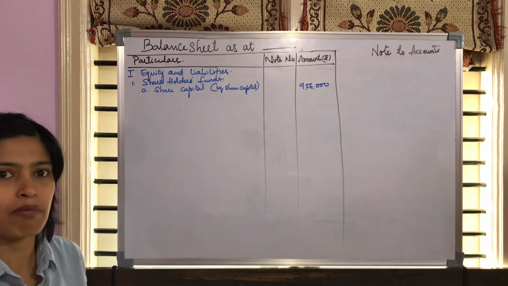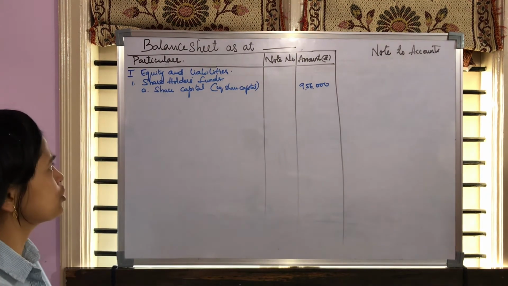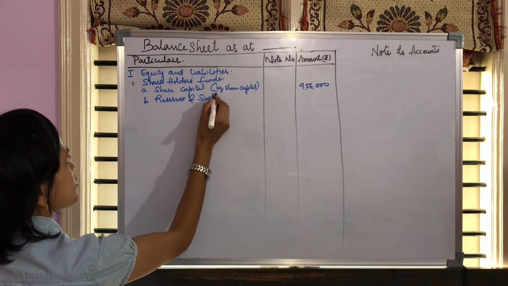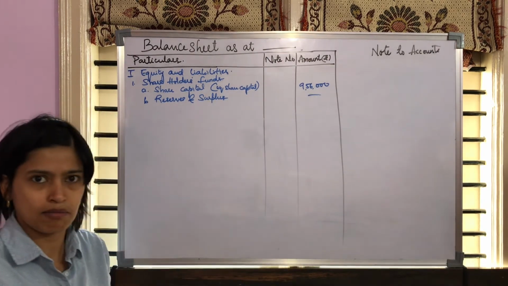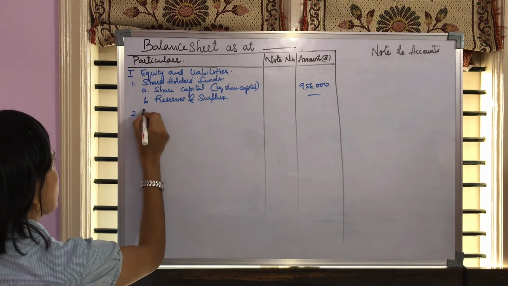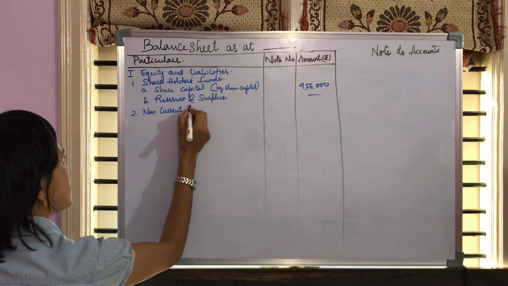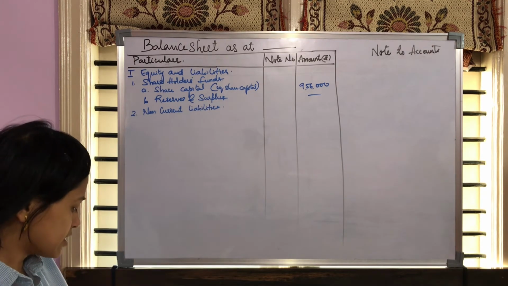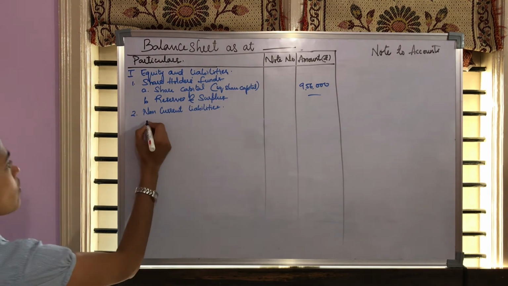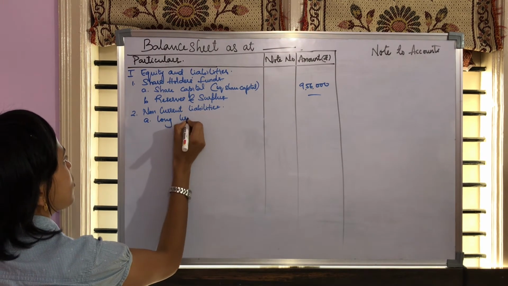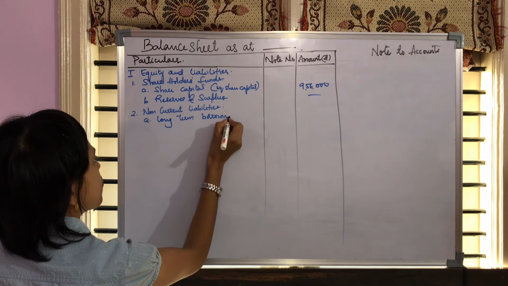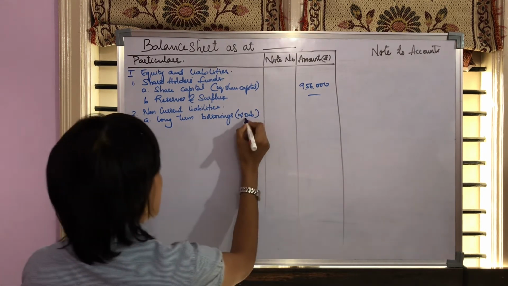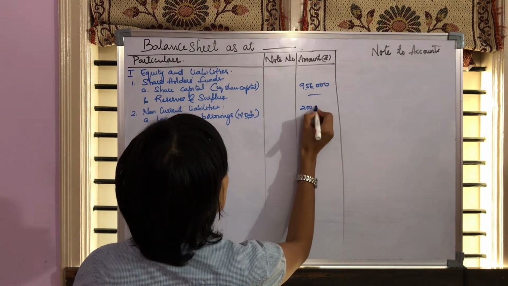There is just one item, so I am not preparing the note to accounts. The next information is with respect to reserves and surplus. There is no information, so leave it blank. Followed by the second head, what we call non-current liabilities, we have long-term borrowings, that is 10% debentures. So write it as long-term borrowings, that is 10% debentures amounting to rupees 2 lakh.